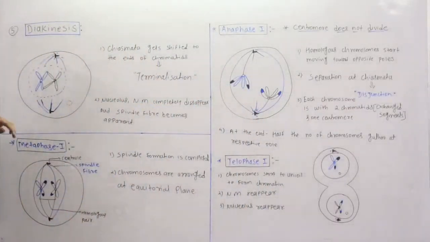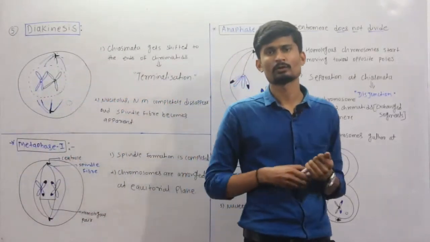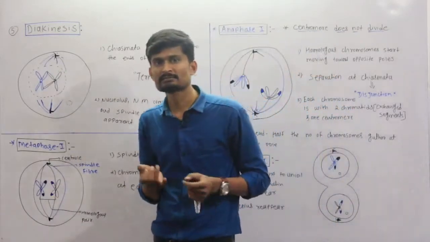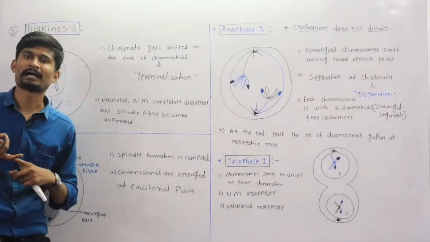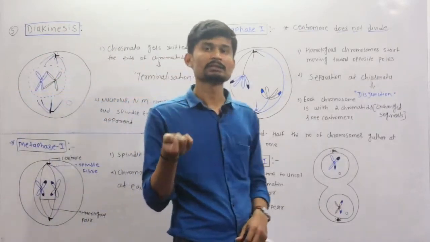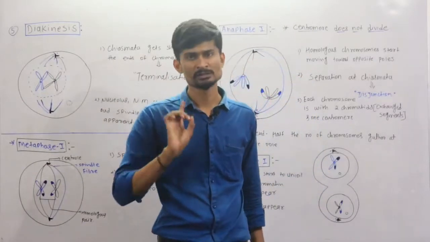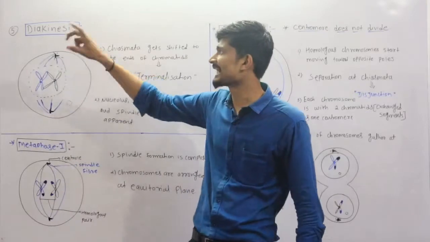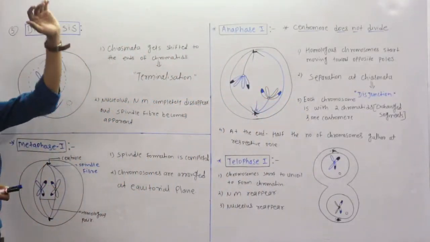Next step in the meiosis first is the diakinesis. We have seen all the 4 stages of the prophase: the first one is leptotene, the second one is zygotene, then pachytene, the fourth one is the diplotene stage, and now the last stage of the prophase first of the meiosis first is the diakinesis. So what happens actually in the diakinesis?